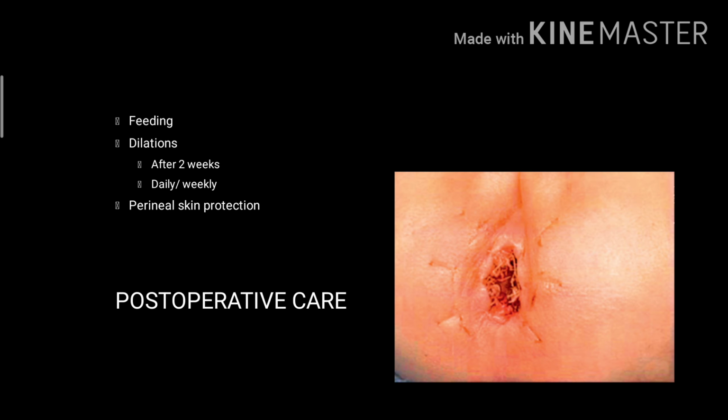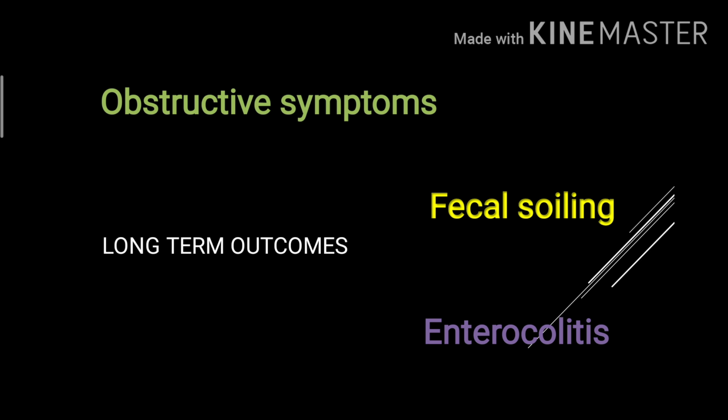And coming to the post-operative care, feedings can be started 24 to 48 hours after colostomy. You can do dilatations of the anal canal after 2 weeks, and we have to dilate and give protection. Now coming to the long-term outcomes of HD. Postoperatively there can be obstructive symptoms, and in the long term there can be fecal soiling if the pull-through bowel is not well ganglionated, or if there is chronic constipation, there can be enterocolitis. So that is regarding HD.